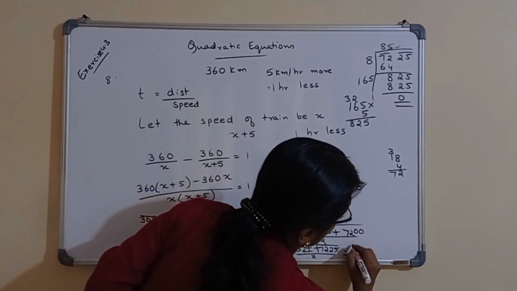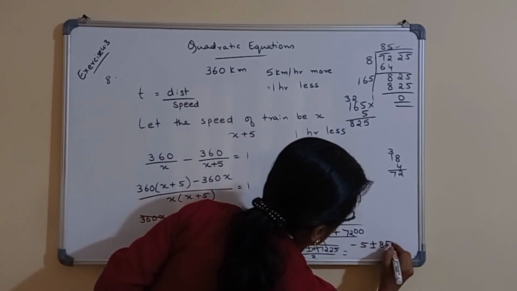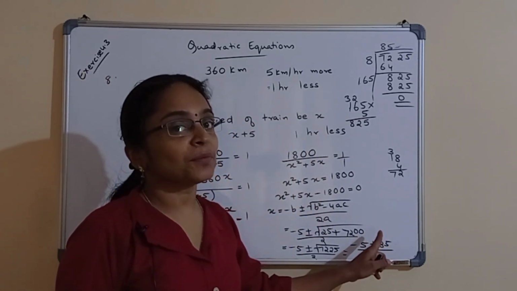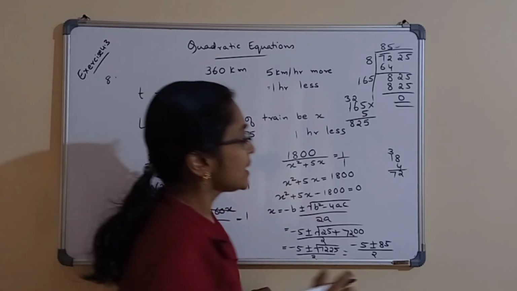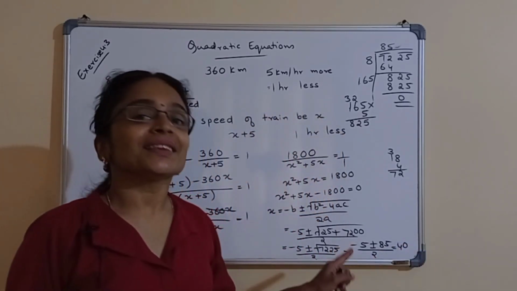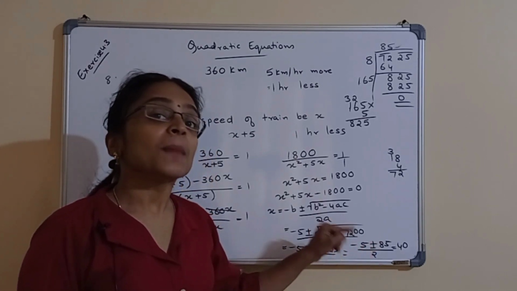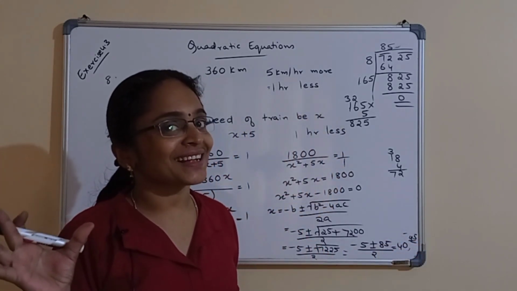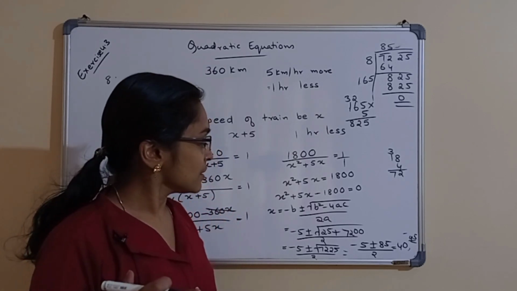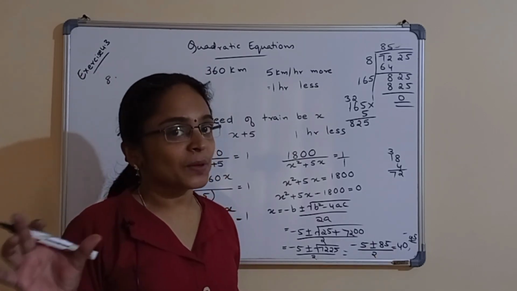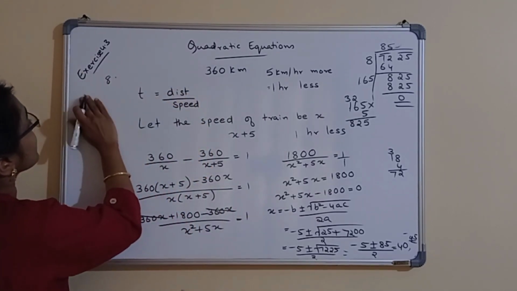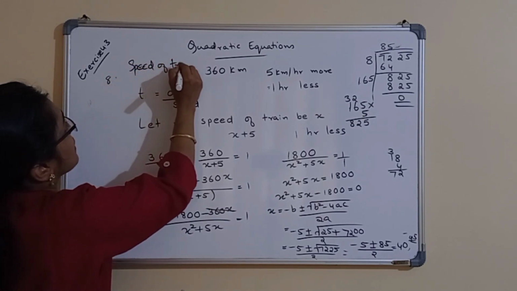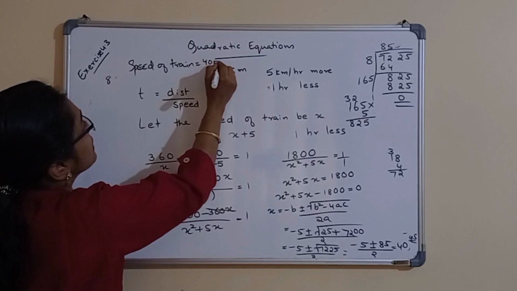So we can write here minus 5 plus or minus 85 by 2. And minus 5 plus 85 by 2 is minus 5 plus 85 is 80, 80 by 2 is 40. And then minus 5 minus 85 by 2 is minus 90 by 2, which is minus 45. But we cannot get the speed of the train as minus 45. It cannot be minus 45. So it is 40 kilometers per hour. Speed of the train is 40 kilometers per hour.